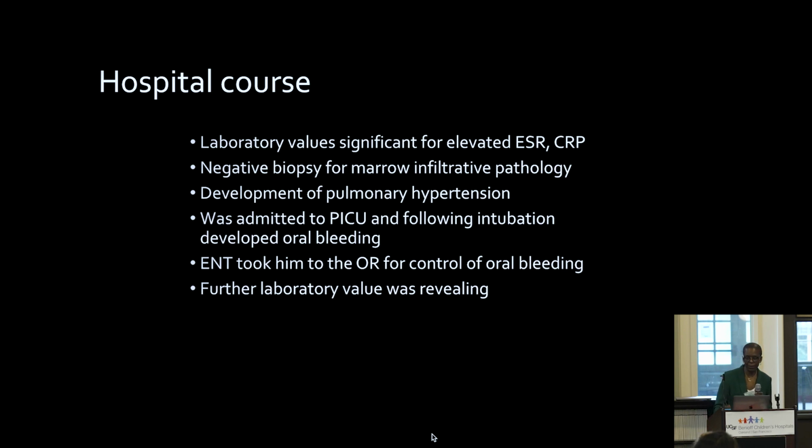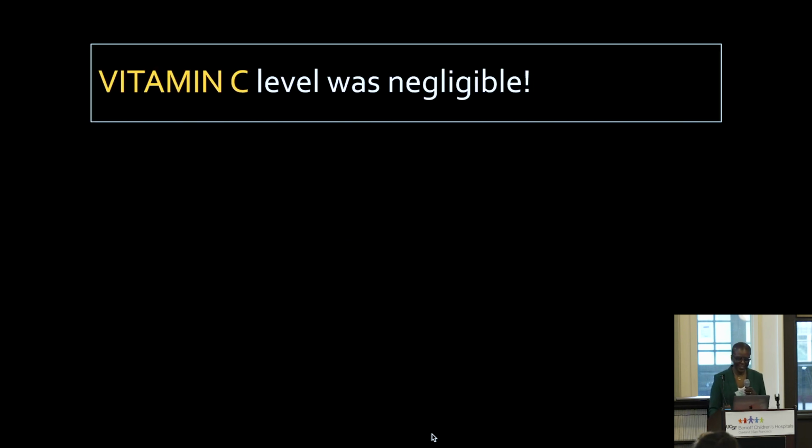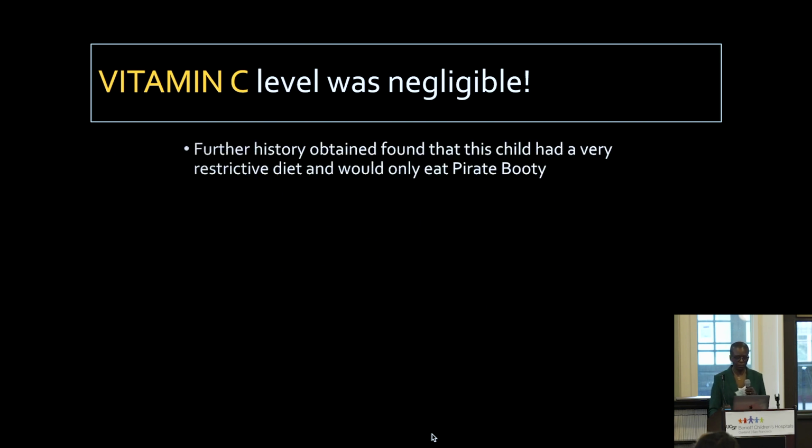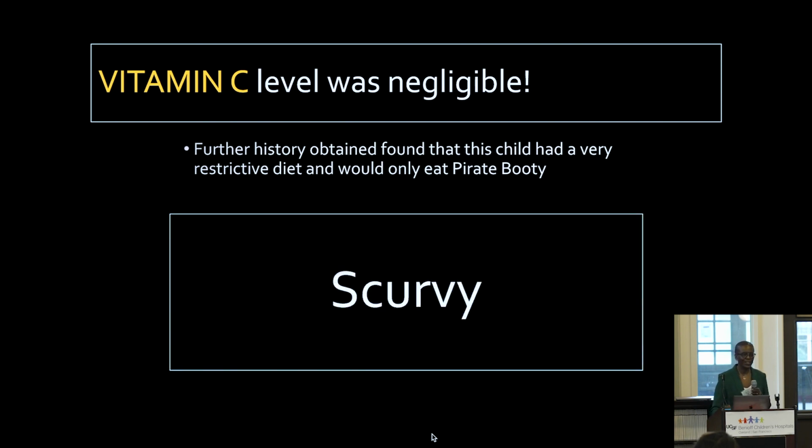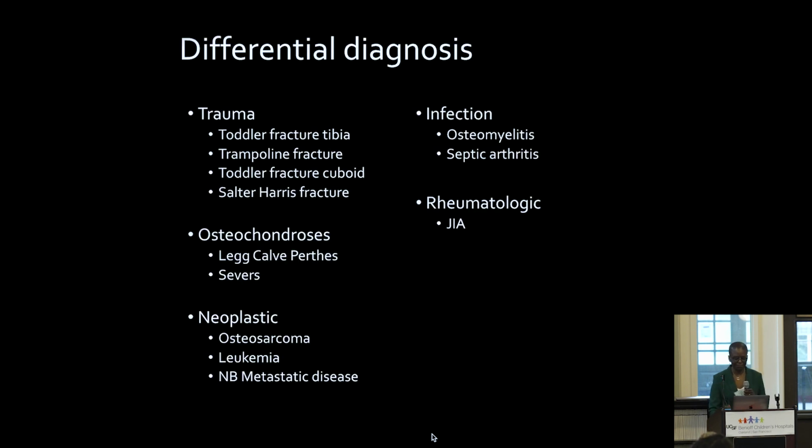And then further laboratory values were revealing. People know what this is? Anyway, his vitamin C levels were negligible. So further history obtained found that he had a very restrictive diet and would only eat pirate booty. So this was scurvy. So now to our differential, we can add Langerhans cell histiocytosis. It's not neoplastic, but I've put it in that category. Chronic non-bacterial osteitis, and then in the metabolic category, scurvy.